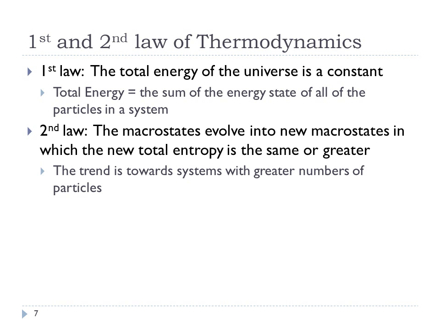The second law says that macro states evolve into new macro states in which the total entropy is the same or greater. The trend is towards systems with a greater and greater number of particles, because the more particles you have, the more microstates in any macro state. The entropy typically is increasing with the number of particles.